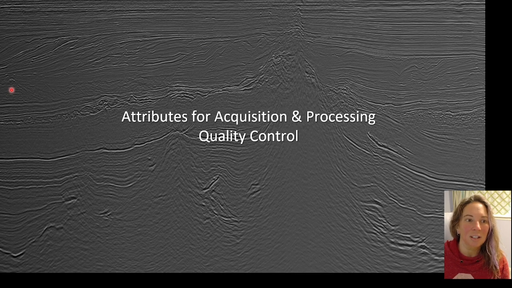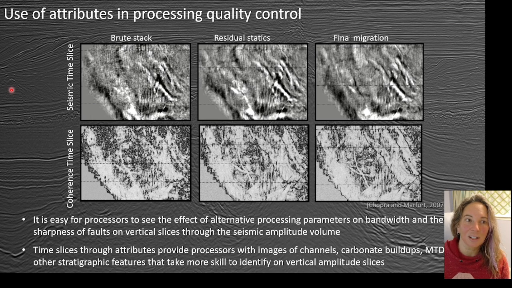Okay, so let's get started. I'm going to show you some acquisition and processing quality control purposes. You can use seismic attributes when you're doing quality control. You can't really go out and redo the acquisition, but if you're working on processing, your seismic attributes may help you see things in the seismic data. So this is one example of that, where we've got our seismic data, the brute stack, the residual statics, and then the final migration.